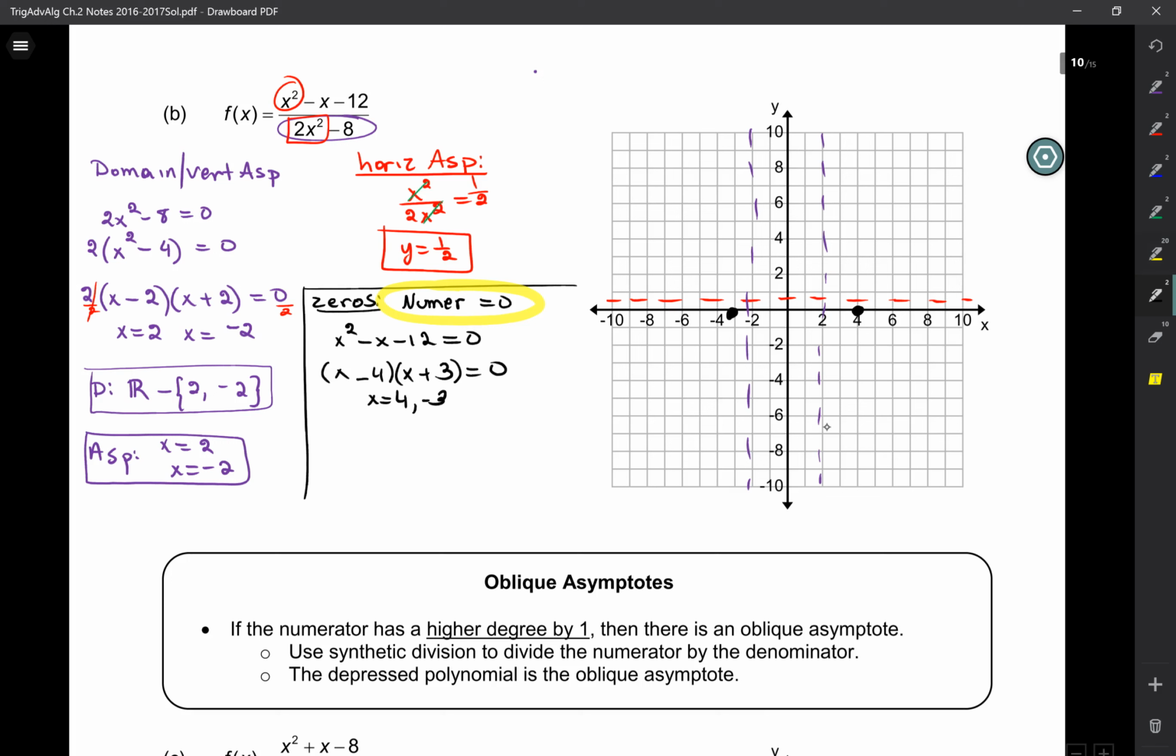So basically what we're doing is we're trying to get as much information as we can to help us graph. Another useful point is when x equals 0.